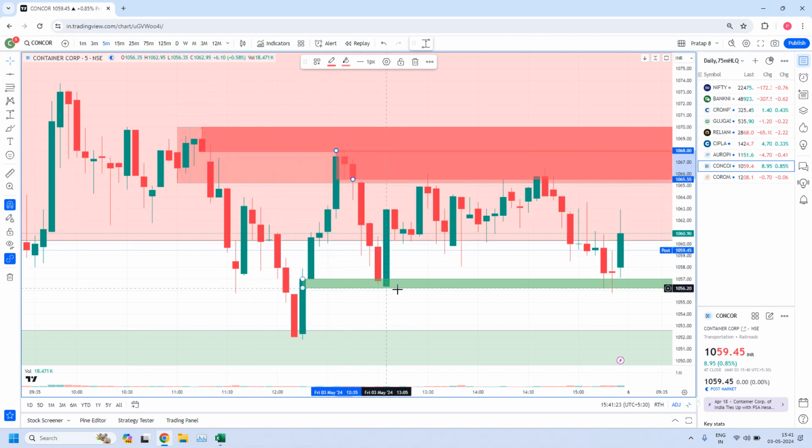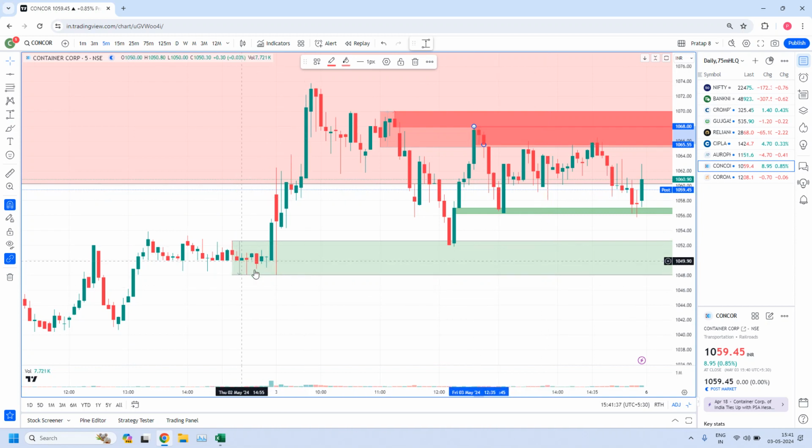Institutions created a new zone. Again from here we got the trade. If not, again we got the trade from here. This is almost at the closing hours of the market. And what is our target? This is the 15 minutes target.